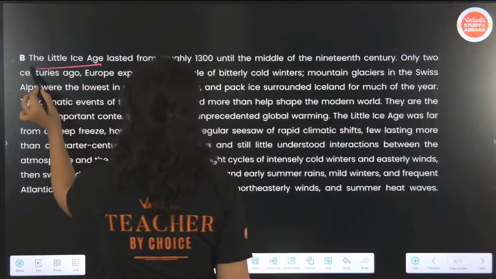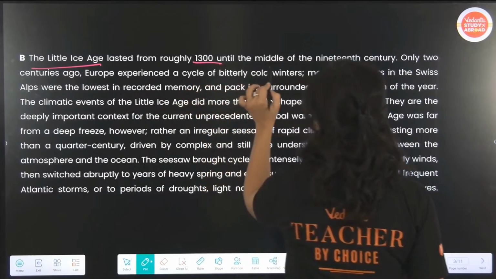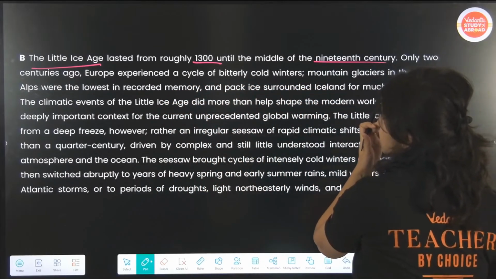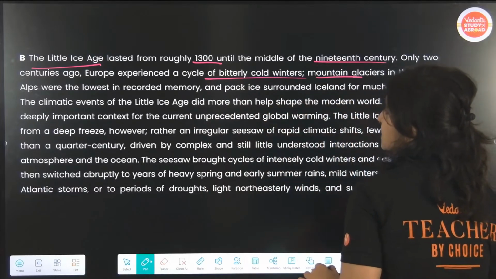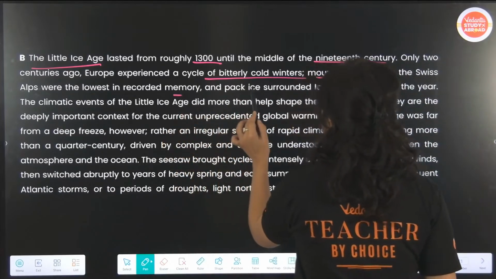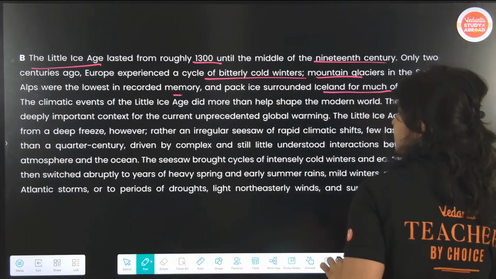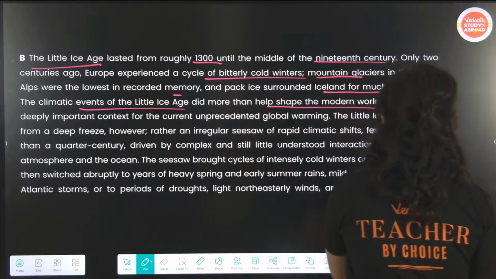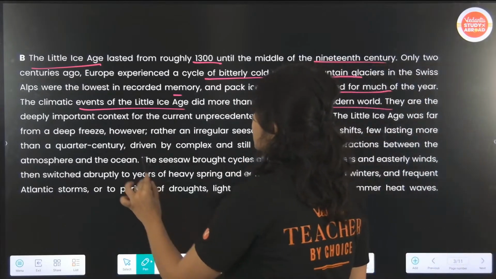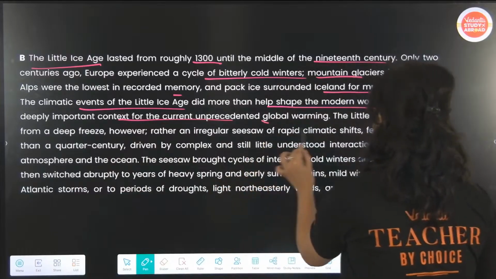The Little Ice Age lasted from roughly 1300 until the middle of the 19th century. Only 2 centuries ago, Europe experienced a cycle of bitterly cold winters. Mountain glaciers in the Swiss Alps were at the lowest recorded memory, and pack ice surrounded Iceland for much of the year. The climatic events of the Little Ice Age did more than help shape the modern world. They are the deeply important context for the current unprecedented global warming.